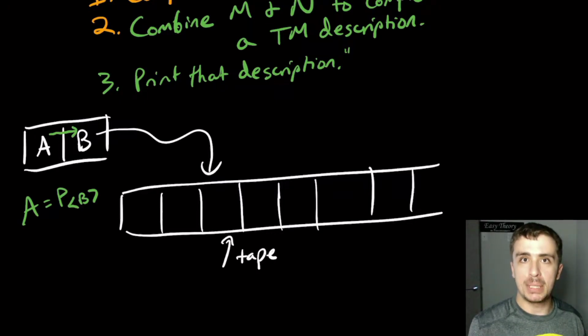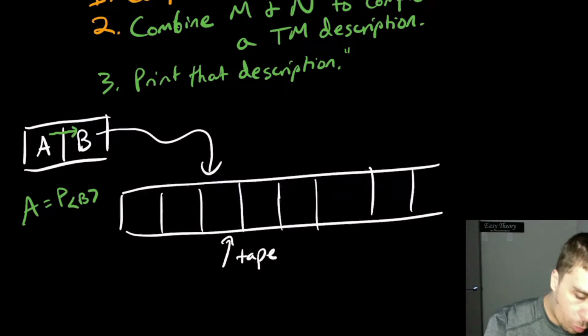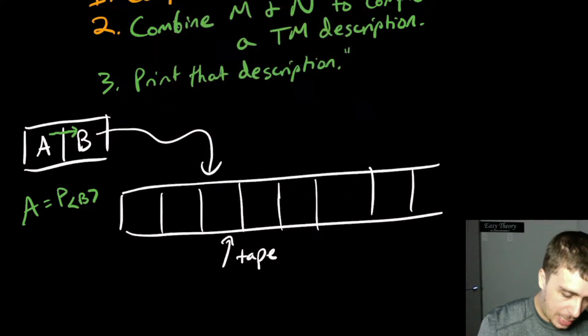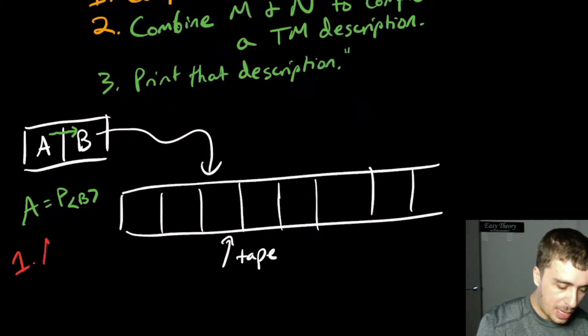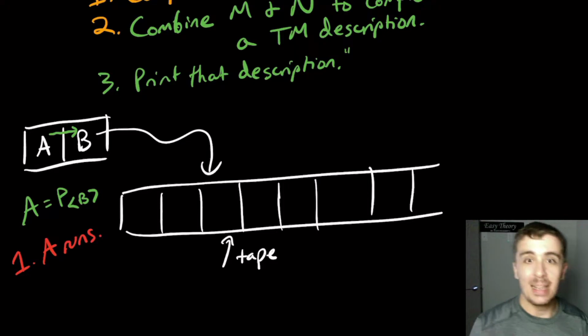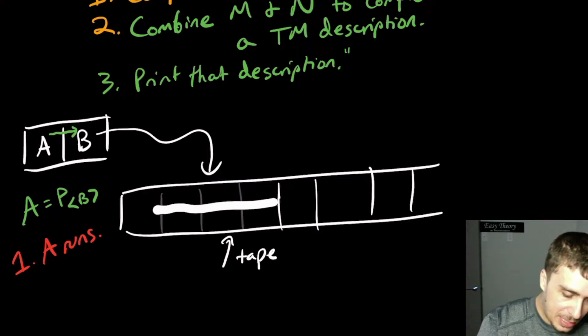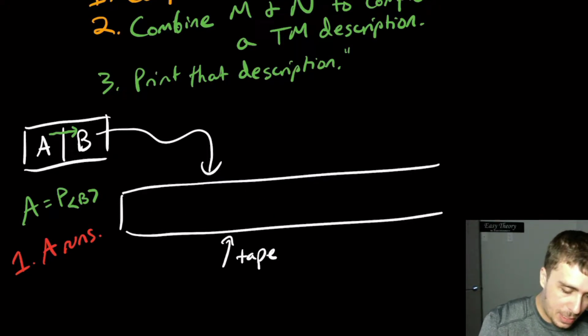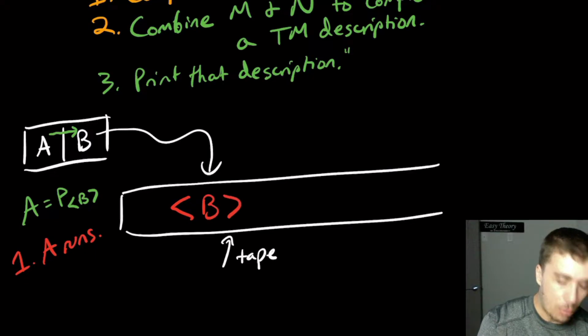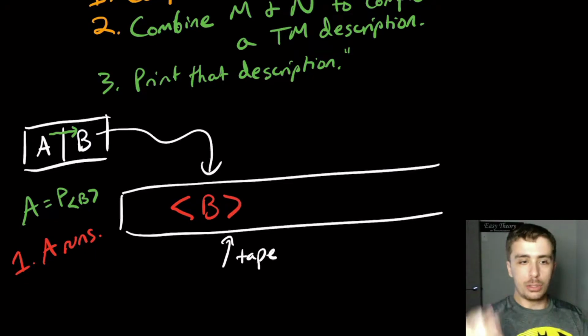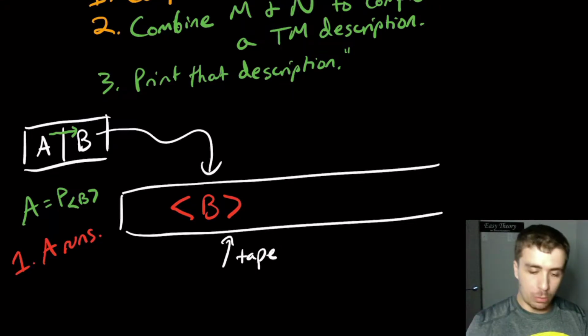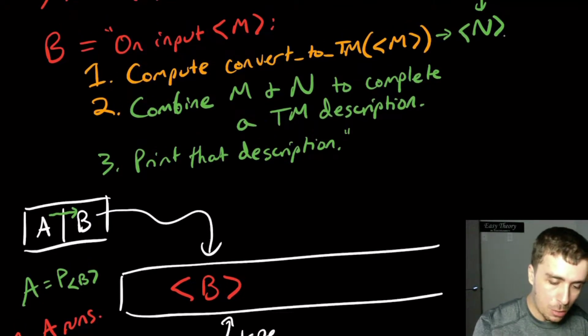Okay? Well, remember that the A machine is just the Turing machine that prints the description of B and stops. So when A runs, so let's actually have step 1, A runs. All it does is print the description of B and nothing else. So then the tape is going to have the description of B on it right now. So then now B is going to take over.